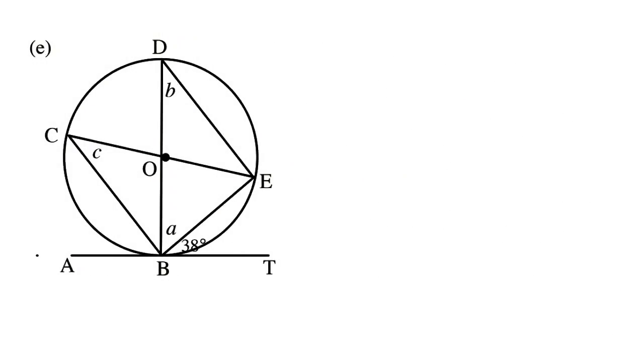Okay, let's look at E. So when looking at E, we can see that OB once again here is the radius and ABT is a tangent. Now we know the tangent is perpendicular to the radius, so angle OBT should be equal to 90 degrees. So this angle here should be 90 degrees. So we have OBT is equal to 90 degrees, and the reason for that is tan perpendicular to radius.